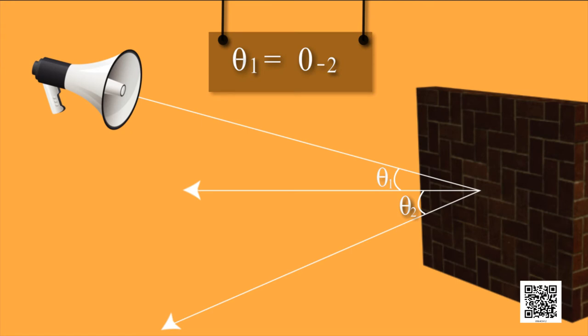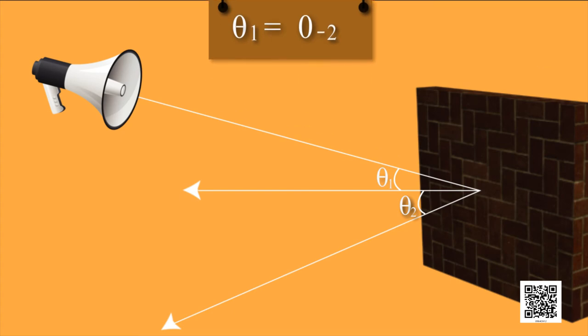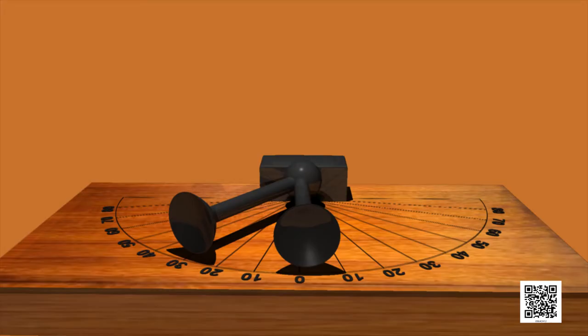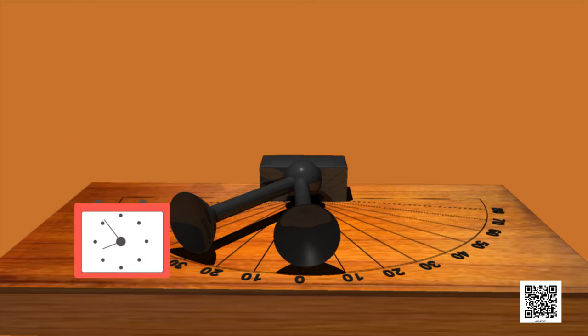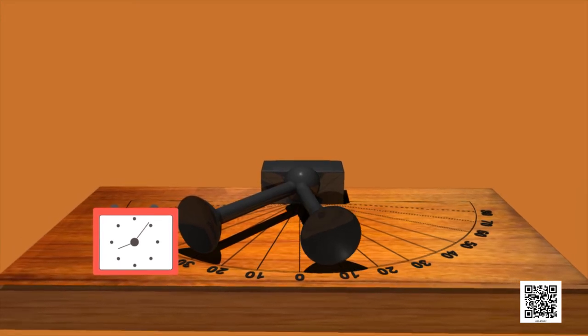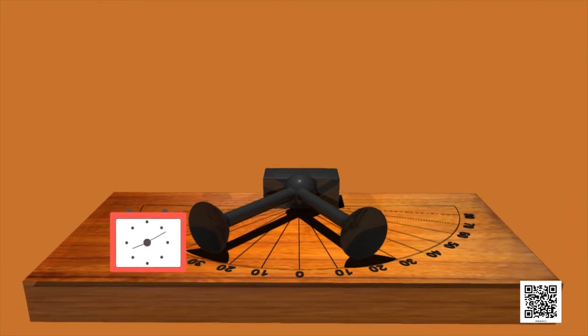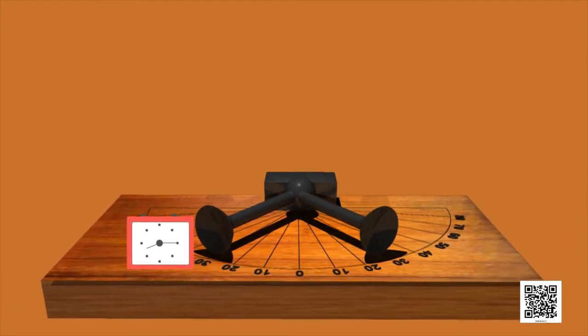Let us understand this with the help of an activity. Take two identical pipes. Arrange them on a table near a wall. Keep a clock near the open end of one of the pipes and try to hear the sound of the clock through the other pipe. Adjust the position of the pipes so that you can best hear the sound of the clock. Now measure the angles of incidence and reflection and see the relationship between the angles. This indicates that the angle of incidence is equal to the angle of reflection.